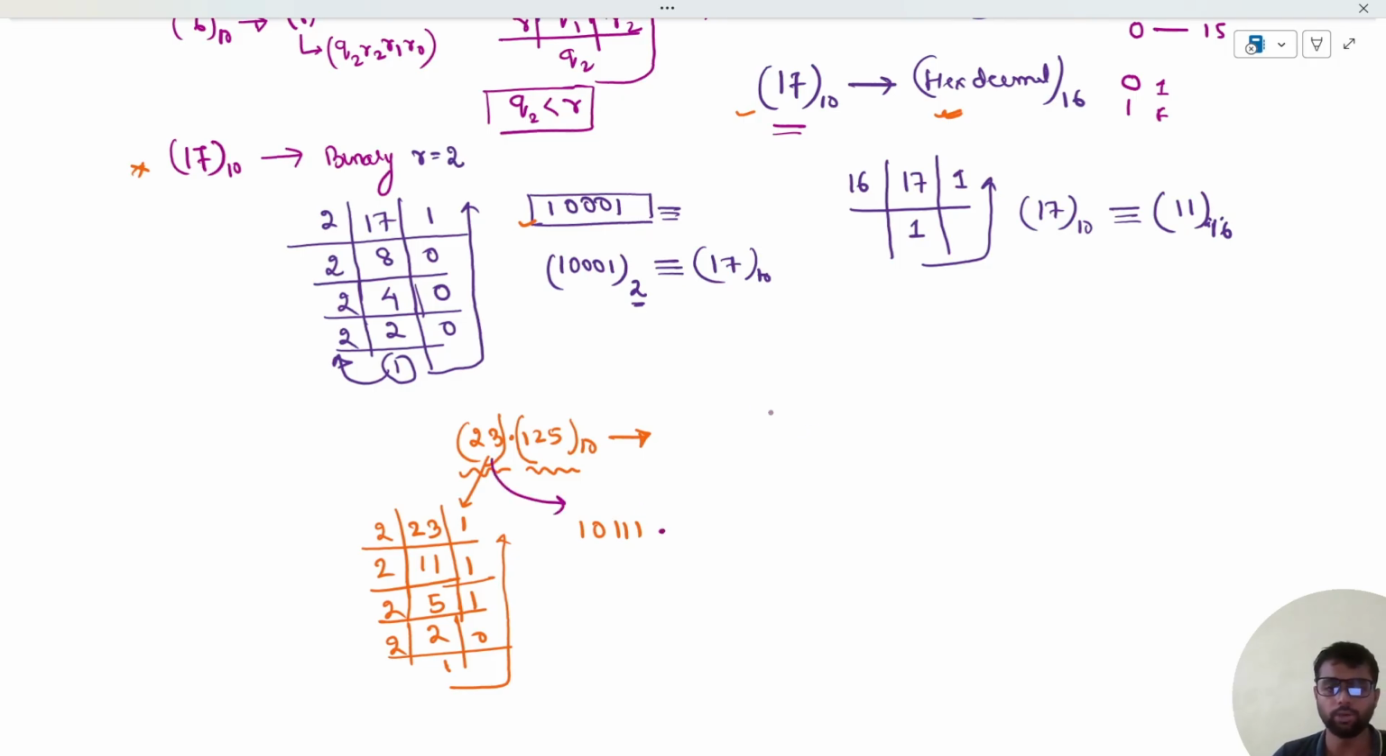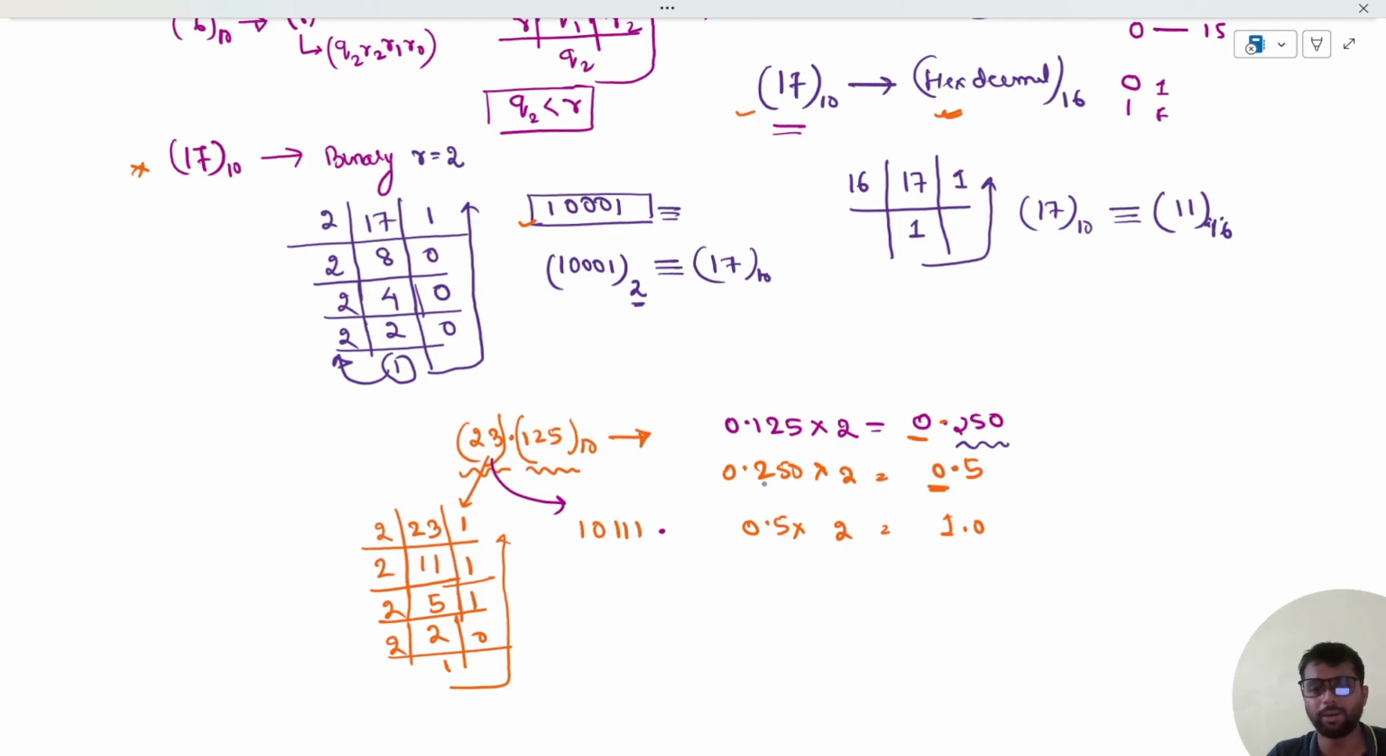What about 0.125? To convert 0.125, what is the base? You multiply it by the base. 0.125 multiplied by 2 gives 0.250. So what was the integer part? Just remember this part. This is 0. Now again you have 0.250 multiplied by 2. What will you get? 0.5. Again this part you remember, 0. Again 0.5 multiplied by 2. What do you get? 1.0.